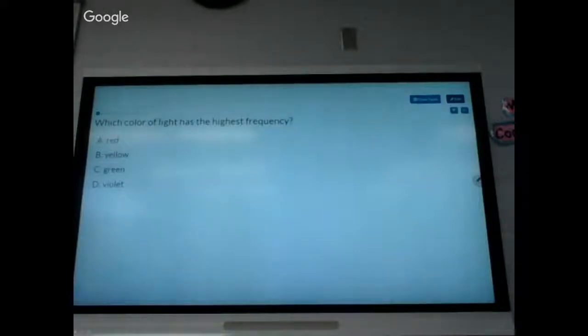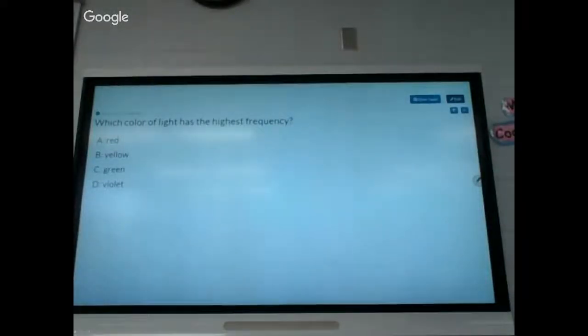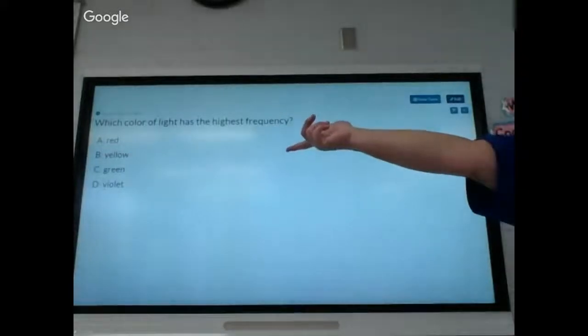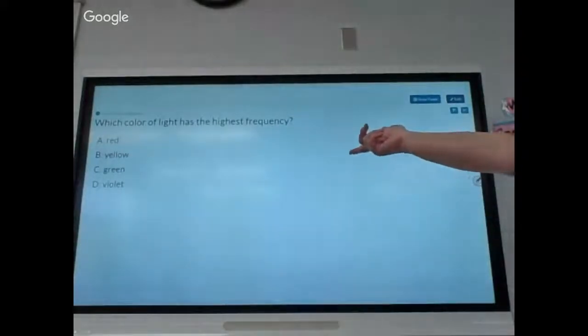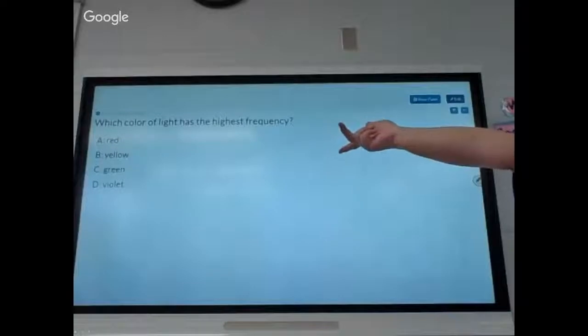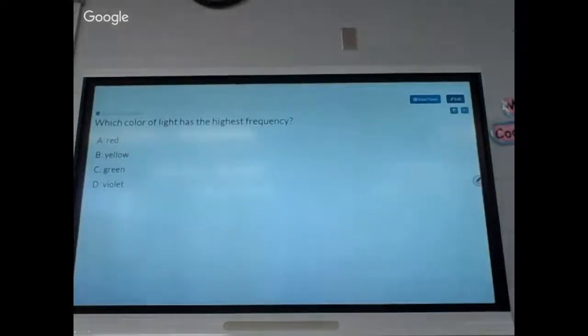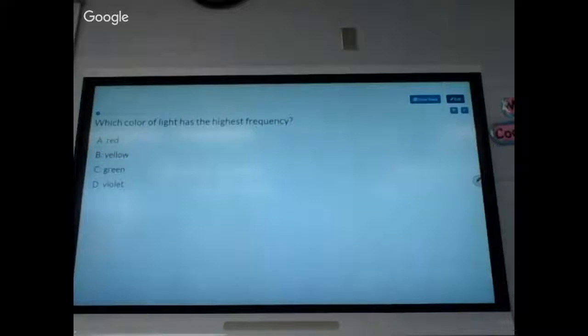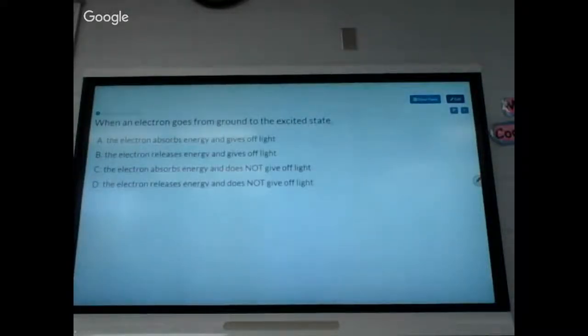When you look at your chart that's in front of you, you see where it says frequency or wavelength? Where it says longest wavelength, that means what? It means low frequency. Where it says high or short wavelength, that means what? High frequency. So who's down there with short wavelength? Violet. That's why we're doing this. Is this going to be on the test? Yes, it's going to be on the test.